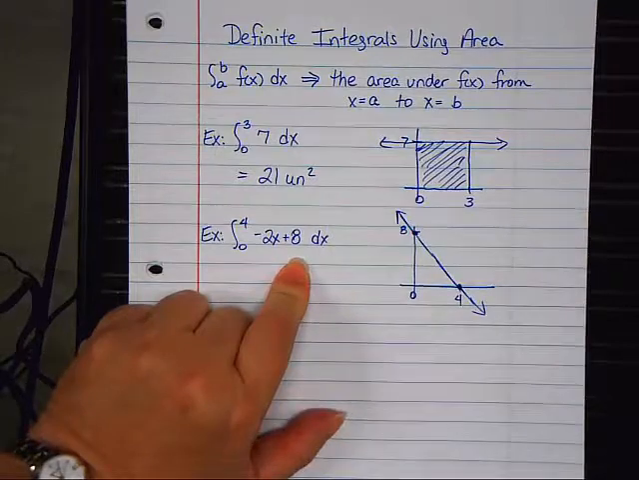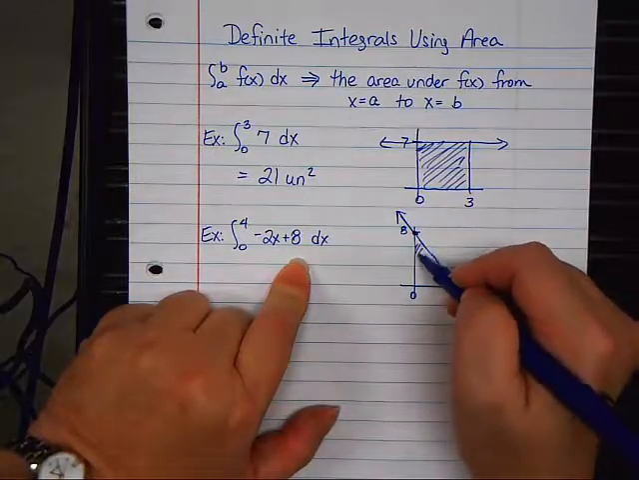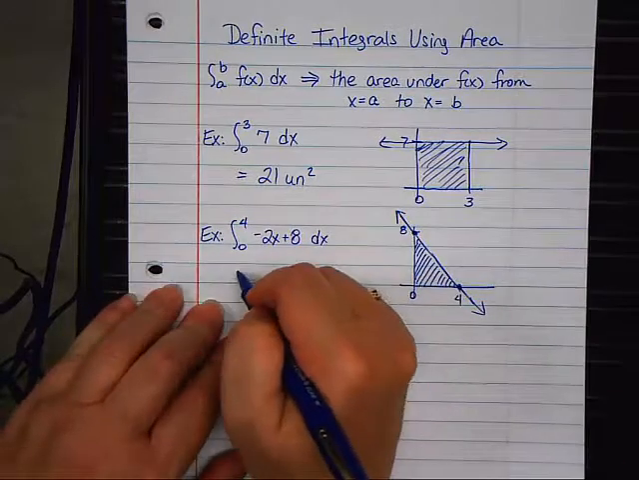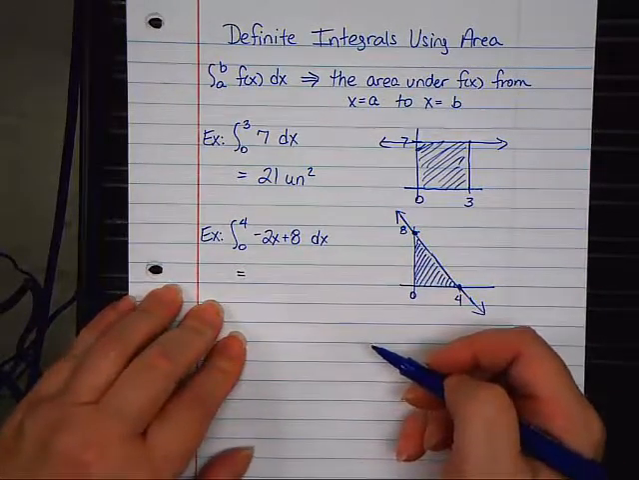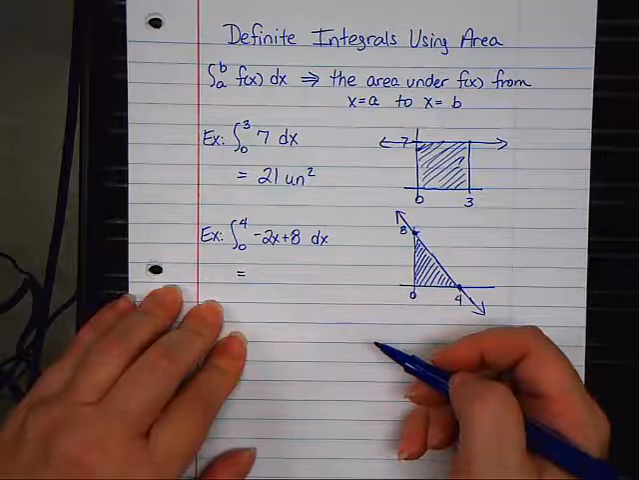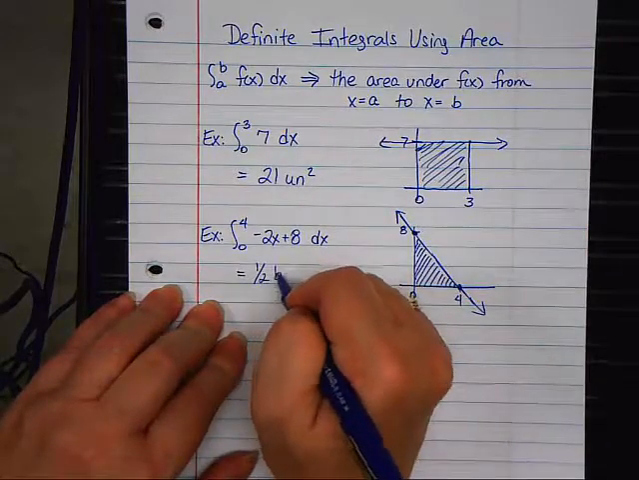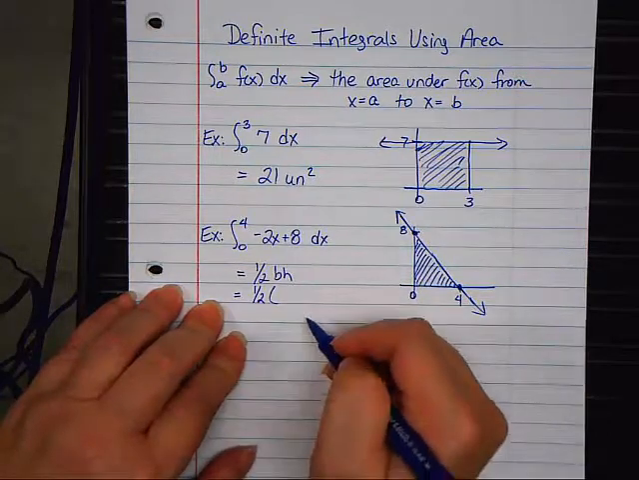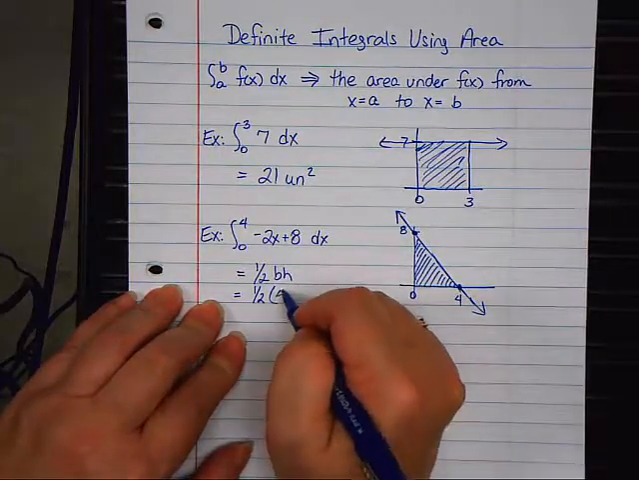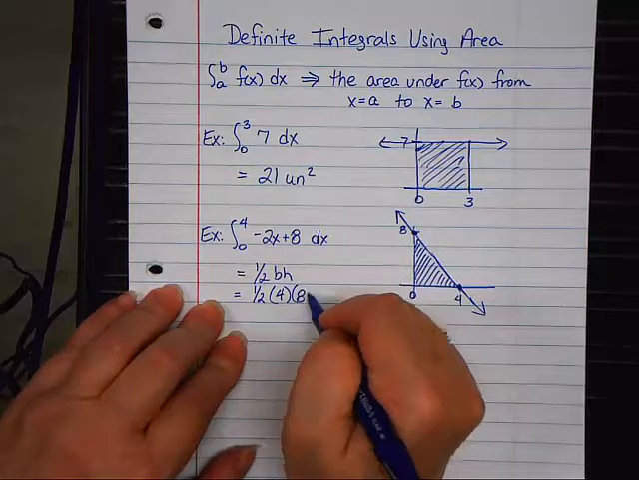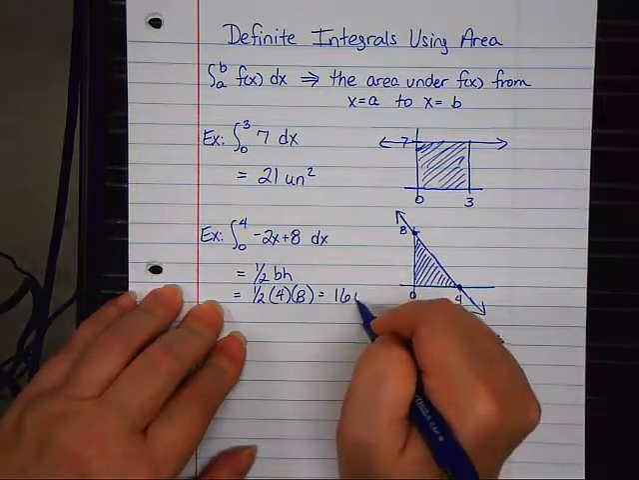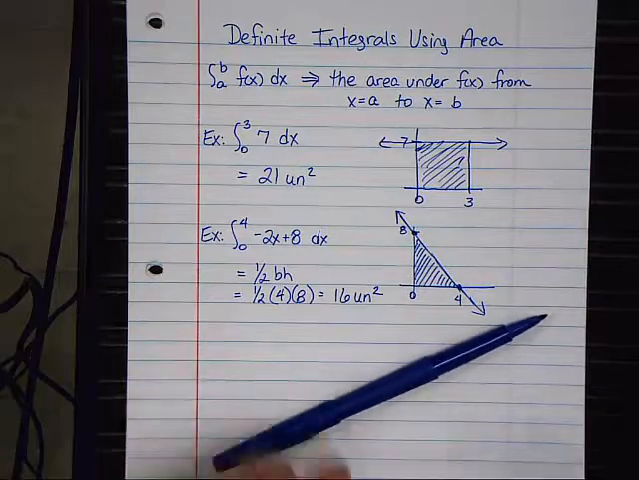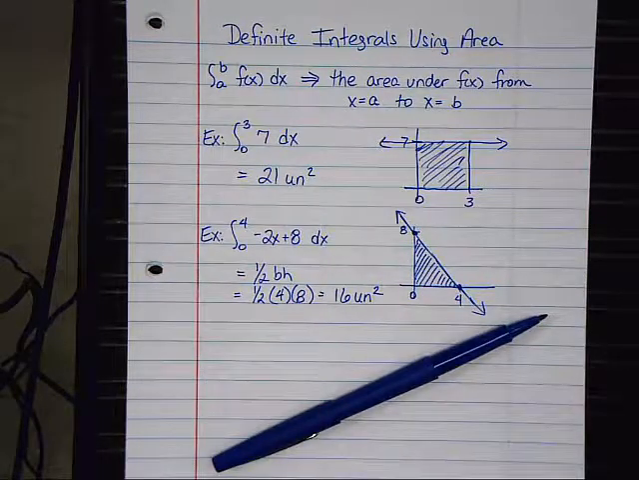And we have already closed in the shape, so we're talking about a right triangle. I'm going to shade that in. What is the formula for the area of a triangle? 1/2 base times height, which in this case will be 1/2 of, what's the base? How long is it? 4. What's the height? 8. What's the area? 16 square units.